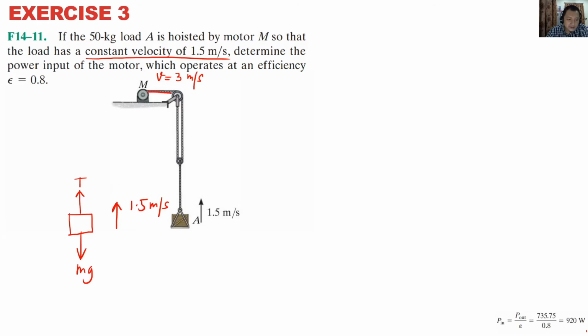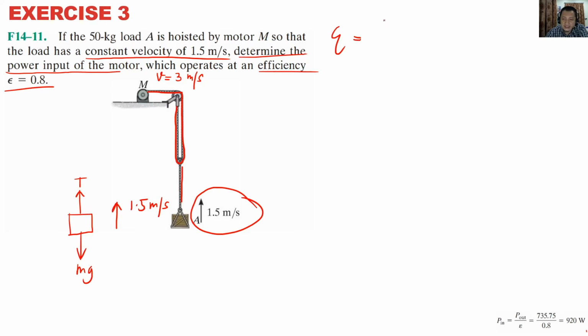Why? Because you have this pulley configured as a double loop. It has to pull 2 times the length in order to make this one go up. So you have 2 here, this one 1. So if the speed at this box is 1.5, the speed for the motor has to be doubled. Okay. So determine the power input of the motor which operates at the efficiency of 0.8.